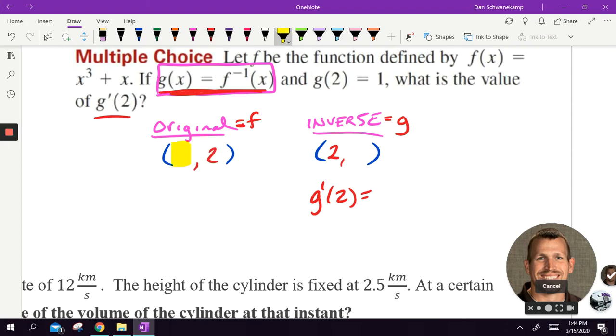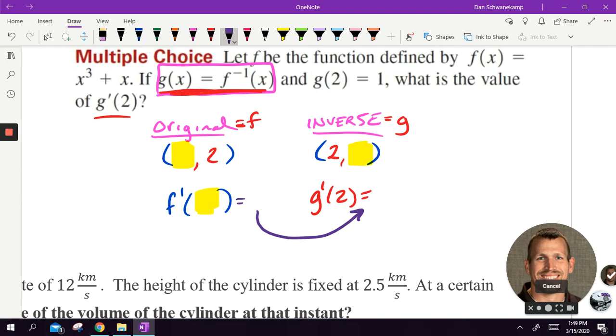I need to know this number right here because my ultimate goal is to find f prime at that number, which is going to be the same as that number. And then whatever I get right here is what's going to go right there. I'm going to do the reciprocal. I'm sorry, let me try that again. Whatever goes right here, the reciprocal is going to go right there.